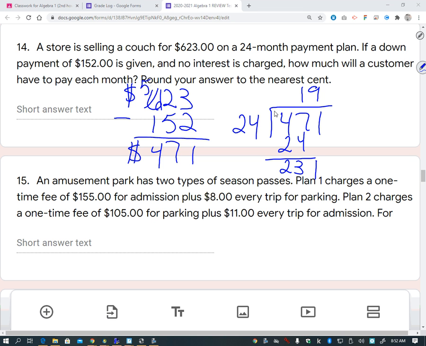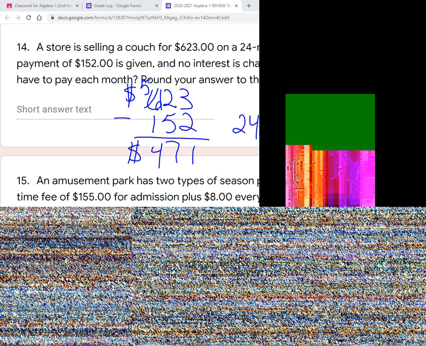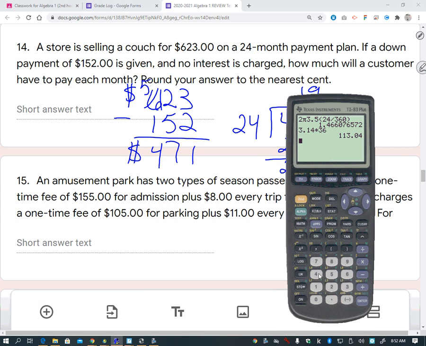Or we could just do it quickly, because I know you're going to do this anyway. 471 divided by 24 is $19, and we have to round that up because we're dealing with actual change. So $19.63. We need to either say dollars or preferably have the dollar symbol. That's what we're going to pay every month, so that we have that couch paid off in 2 years.